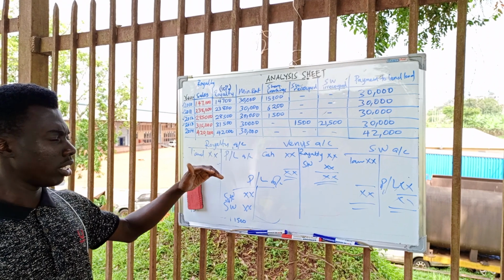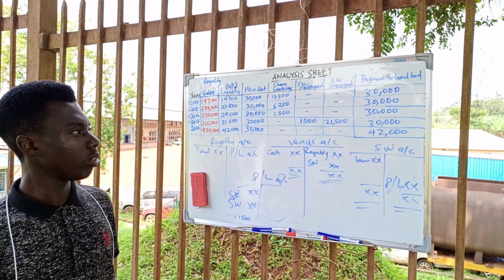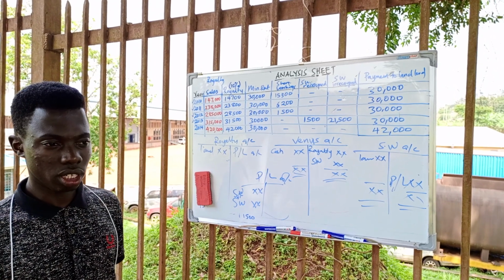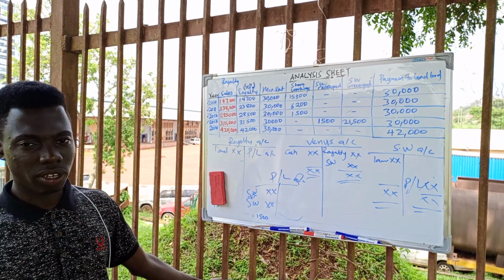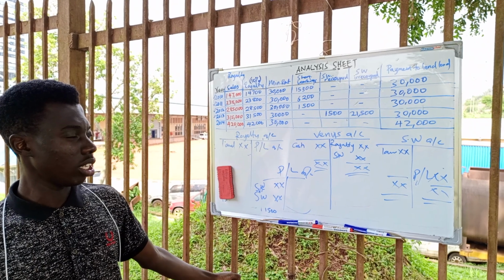So this is all for royalty accounts. We are now going to be looking at other topics, for instance, container accounts, hire purchase, and leasing. Yeah, basically that.